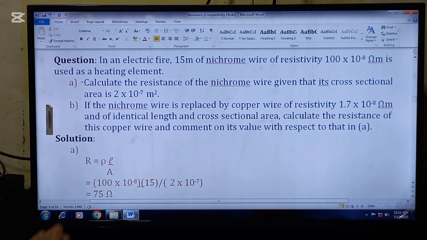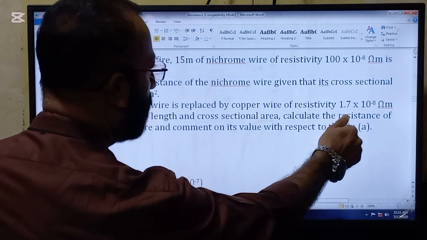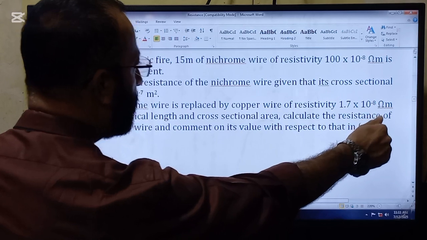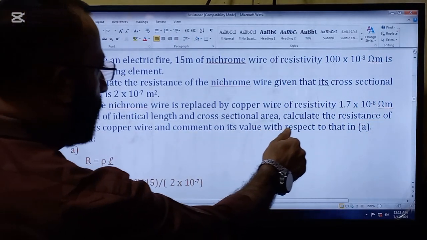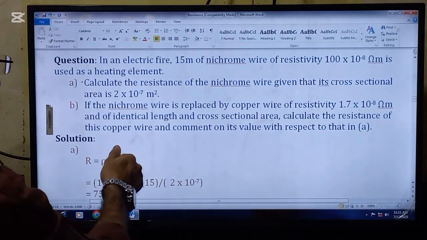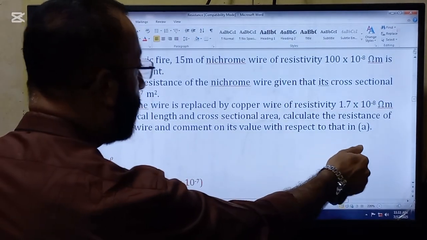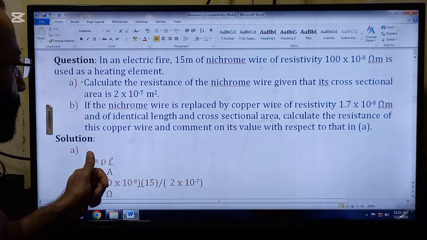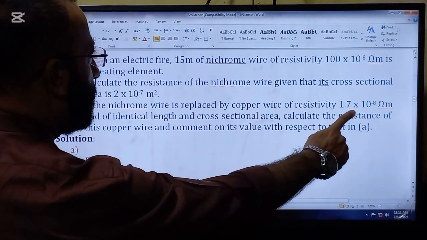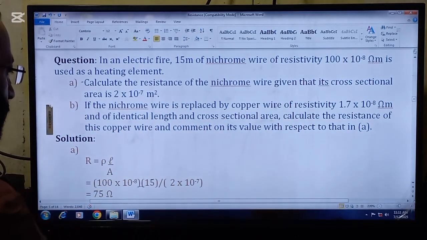The next part is, if the nichrome wire is replaced by copper wire of resistivity 1.7 multiplied by 10 raised to the power minus 8 ohm meter and of identical length and cross-sectional area, calculate the resistance of this copper wire and comment on its value with respect to that in part A. Okay, first we will find the resistance. So here is the resistivity. Rest of the values will be the same. Length and cross-sectional area are the same.